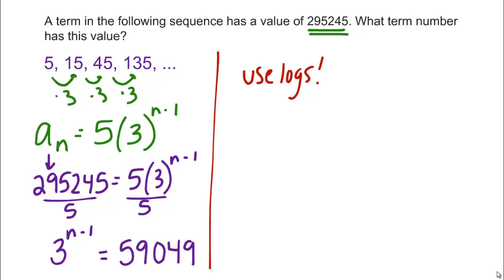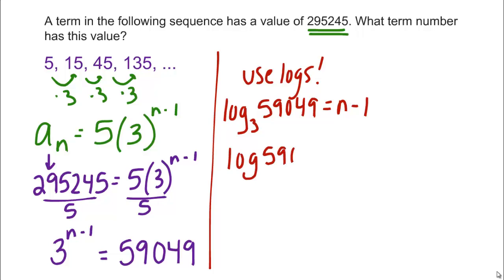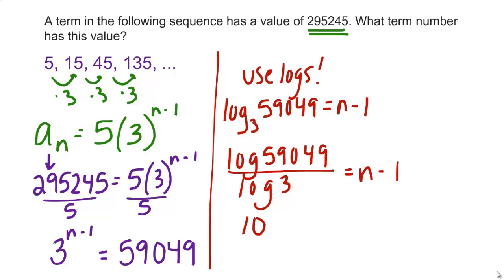I know that we can take log of each side, or I can think about putting this exponential equation into log form. Log base 3 of 59,049 is equal to n minus 1. In order to figure out what log base 3 of 59,049 is, you can use the change of base formula. Log of 59,049 over log 3. So I'm using two logs both in base 10 in order to plug that into my calculator and figure out what it is. Turns out that when you plug that in, log of 59,049 divided by log 3 is 10.